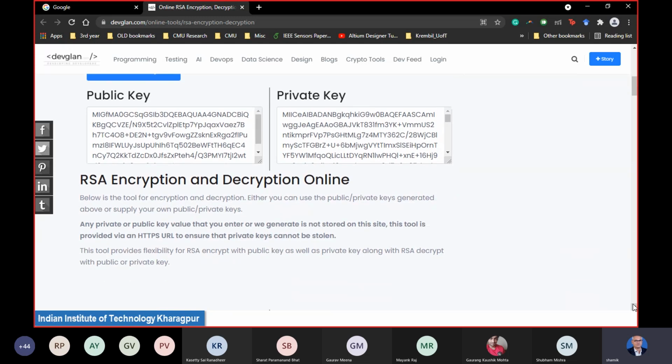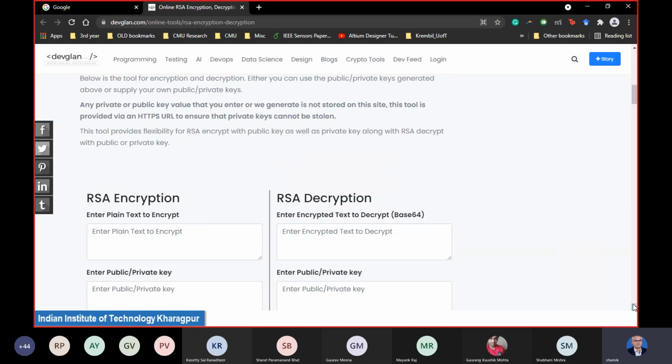So we have got this public key and private key. If you have your own public key, private key pair, you could now do the next steps. Here I could generate this public key, private key. Now what we do is enter a plain text, say I write hello world.